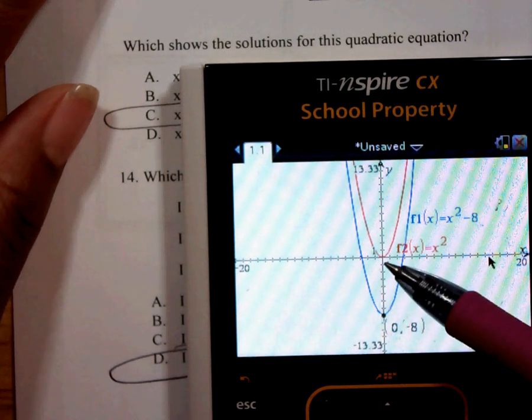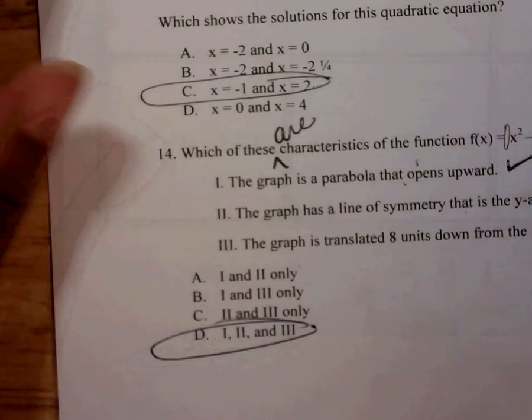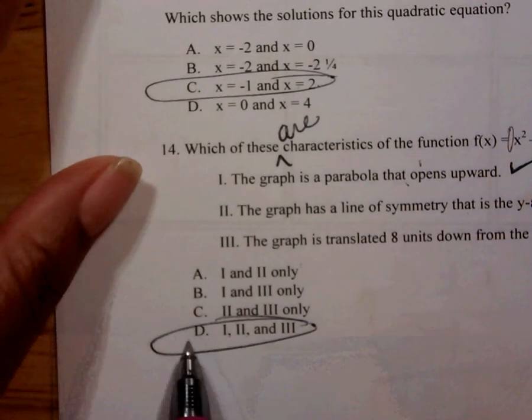And is the blue graph 8 units down from the red? Yes, it is. So what can we say? The answer has to be D.